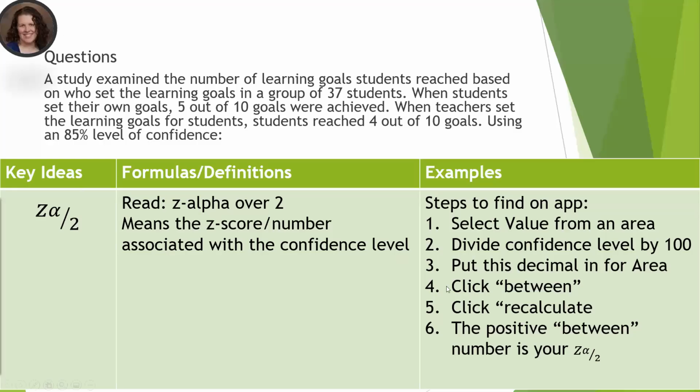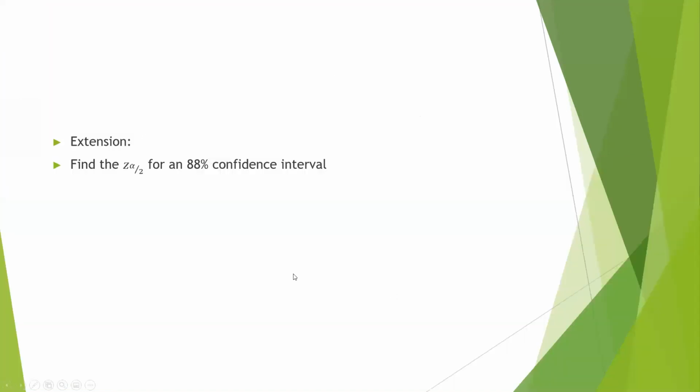Again, here are the steps, and now I'm going to give you an extension problem. Find the Z alpha over 2 for an 88% confidence interval. Go to that app and look it up. Pause and come back and check your answer. You should have gotten 1.555 for your Z alpha over 2. Go back and watch it again if you're not quite sure what happened. This may be something that you want to write down the steps and make sure you're clicking the right boxes so that you can do the right thing. Once you've practiced enough, it should become a little more natural so that you know what you're looking for.